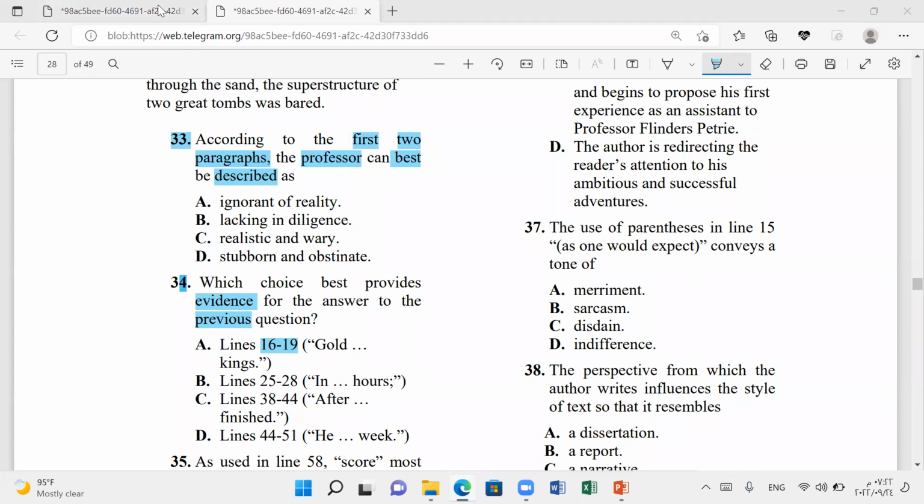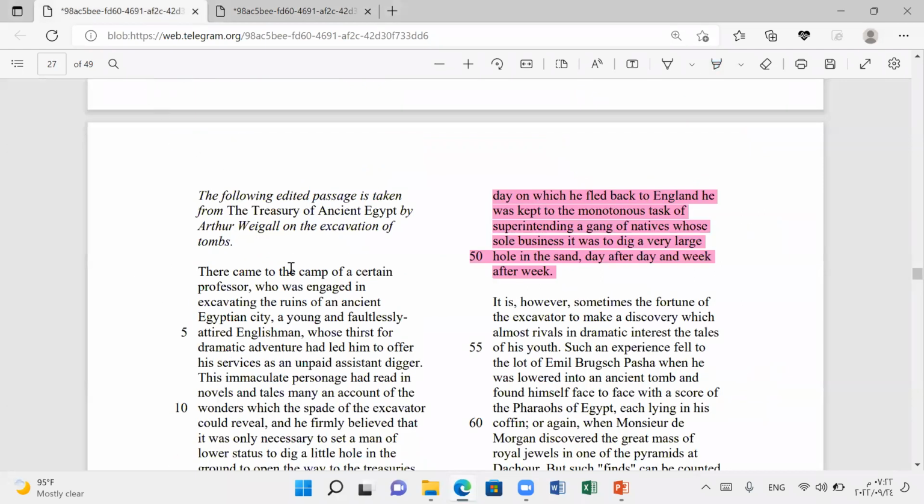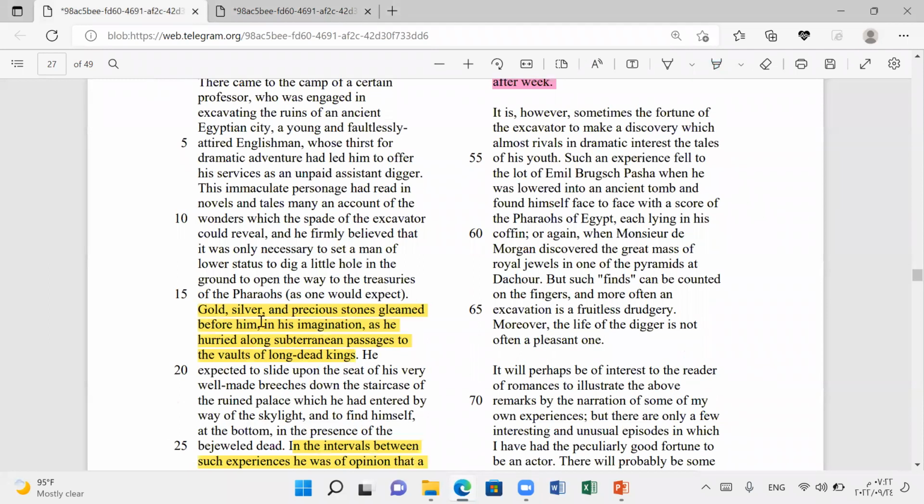Okay, let me write the citation 16 to 19. You can take some notes of the citations: 16 till 19, 25 till 28, 38 till 44, 44 till 51. And by the way, the evidence questions are handled the same exact way in any standardized test. Okay? So let's go for the first citation.